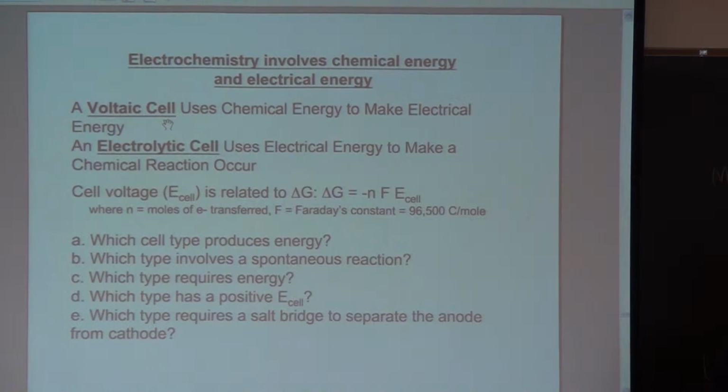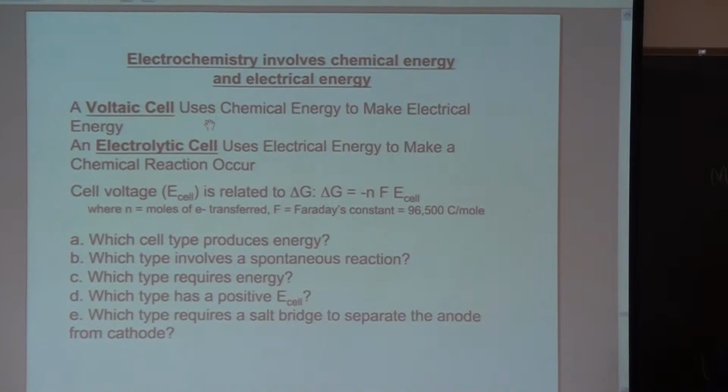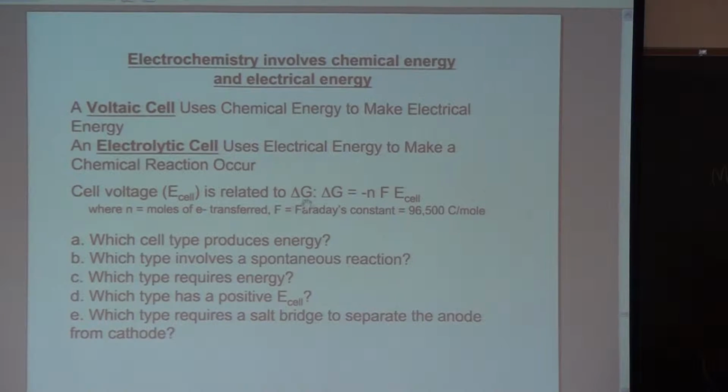So a voltaic cell uses chemical energy to make electrical energy. An electrolytic cell uses electrical energy to make chemical energy. We looked at this equation just a few minutes ago. Now, which cell type produces energy? Voltaic or electrolytic?